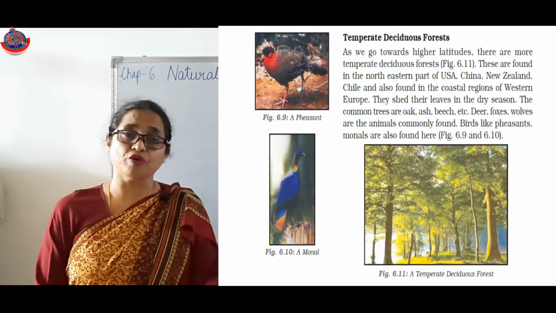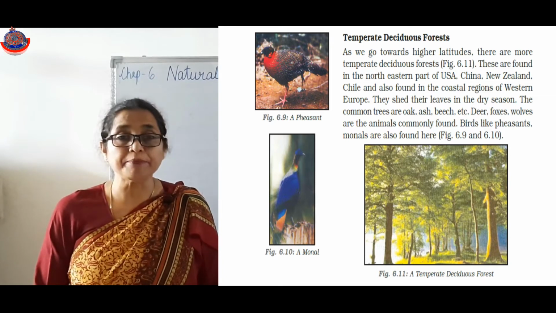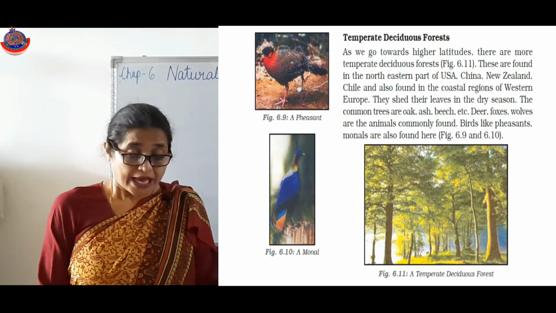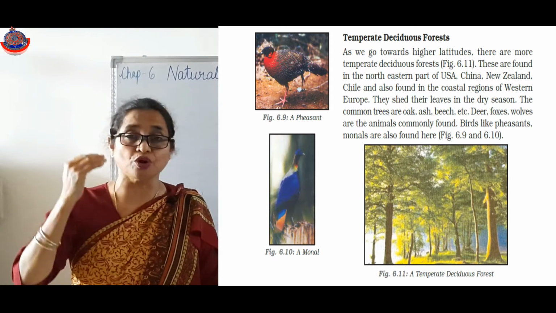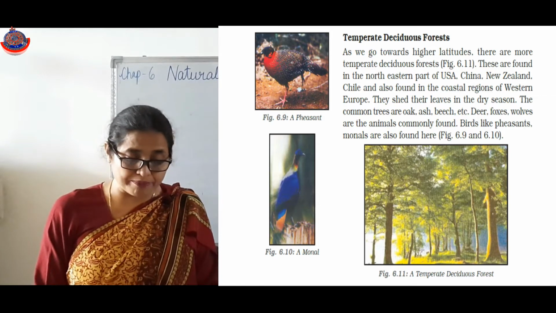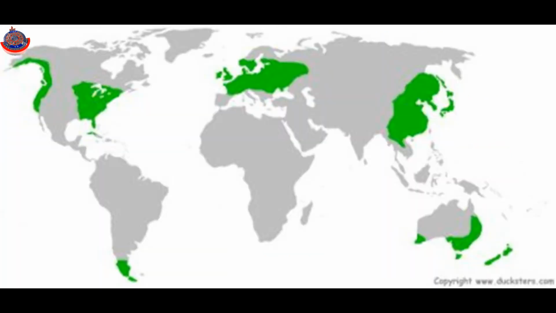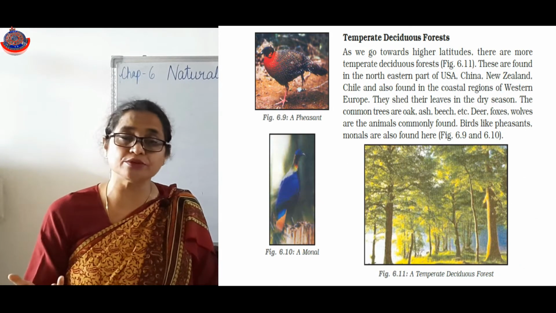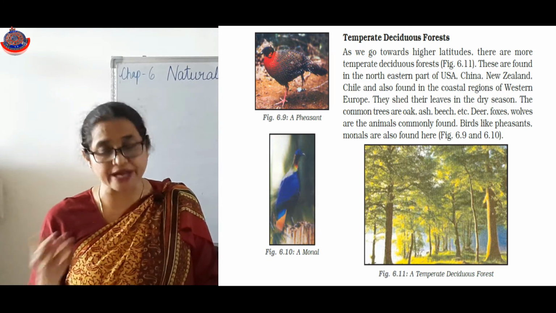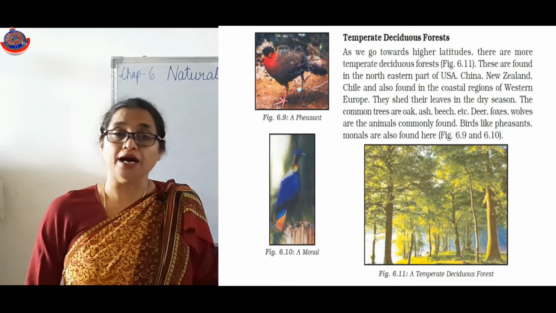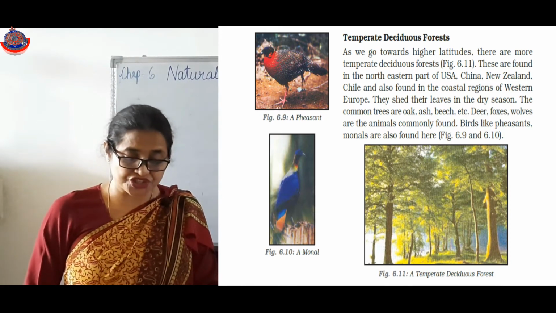The next kind of forest we are going to study is the temperate deciduous forests. As we go towards the higher altitudes or latitudes, there are more temperate deciduous forests. These are found in the northeastern part of USA, China, New Zealand, Chile, and also in the coastal regions of Western Europe. They shed their leaves just because they are deciduous in nature. They are going to shed their leaves in the dry season. The common trees are oak, ash, beech, etc.